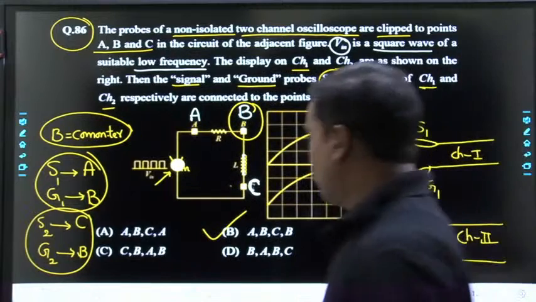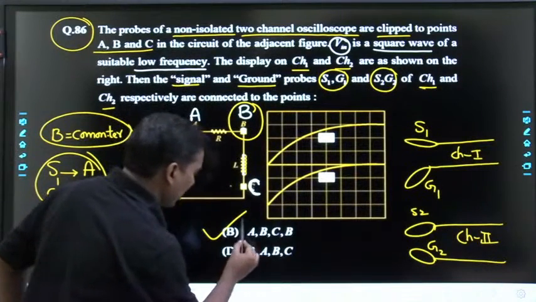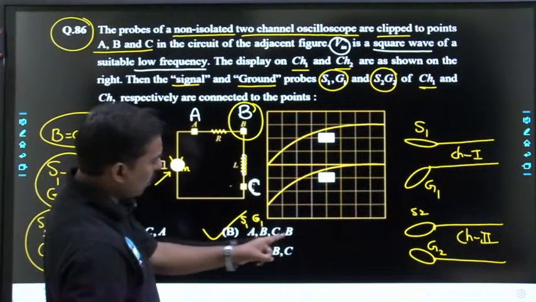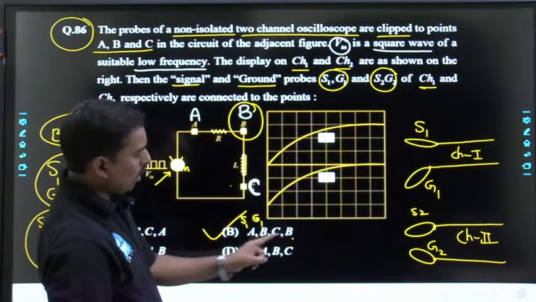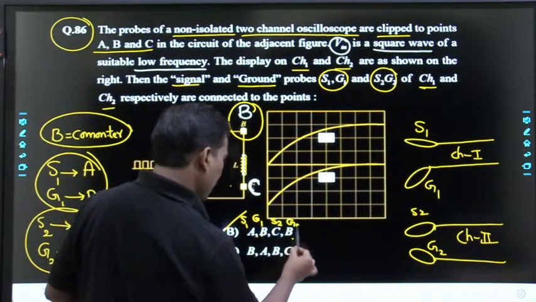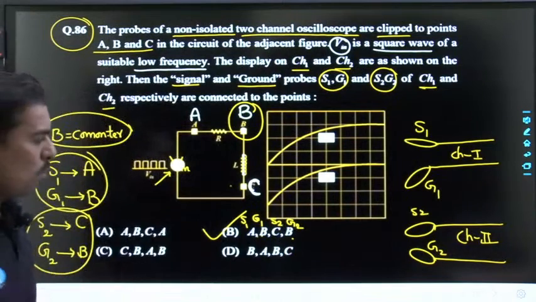Yes or not? So, this is our fast response. So, this is S1, this is ground 1. So, ground should be common, na? Ground should be common. So, this is S2, this is G2. Okay? Please show me the thumbs if you understand.